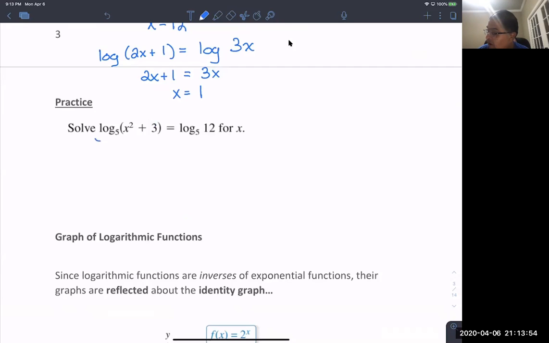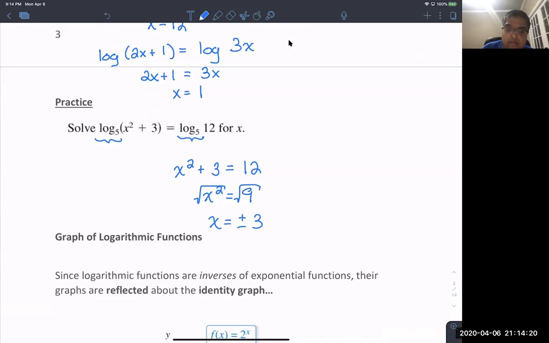Now, since both of them are log base 5, that means x squared plus 3 equals 12. So how do we solve this? We subtract 3 from both sides, and we can take the square root. x equals plus or minus 3. Did everyone get that? Good.